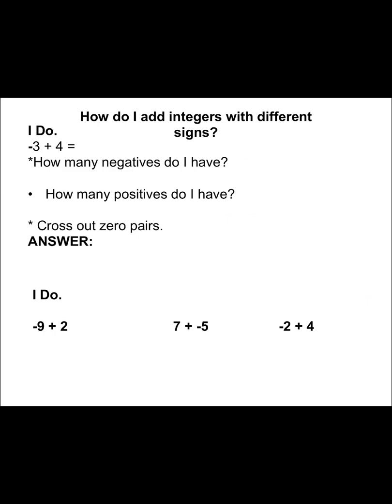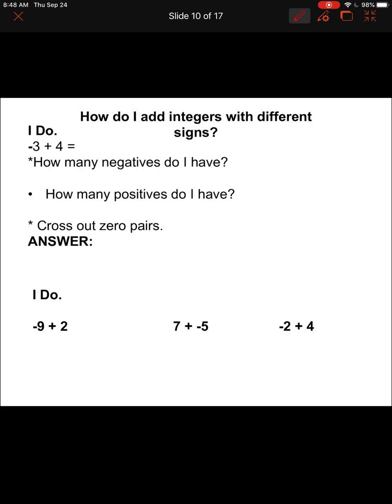Now this is where it gets a little tricky. How do I add integers with different signs? So we're first going to try this out using our positives and our negatives. So we have negative 3 plus 4. So how many negatives do I have? I have 3 negatives. How many positives do I have? I have 4 positives. I'm going to cross out my 0 pairs, so I am left with 1 positive. So what is your answer to negative 3 plus 4? It is positive 1.